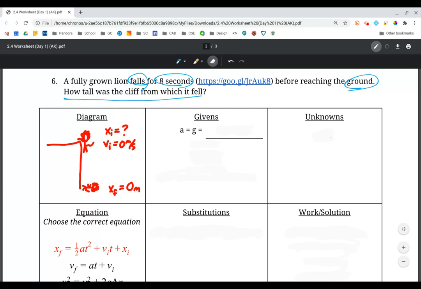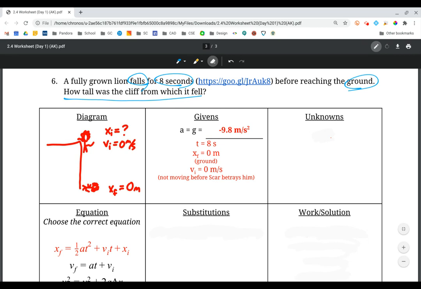So here's my drawing of the lion. We know that because it's falling, it's free falling, the acceleration is g, or negative 9.8 meters per second squared. The time that it fell for is 8 seconds. And then we're going to call the final position that the lion got to, the ground, 0 meters, because that's going to allow us to solve for a higher, more positive number, which is where the lion started, the top of the cliff.